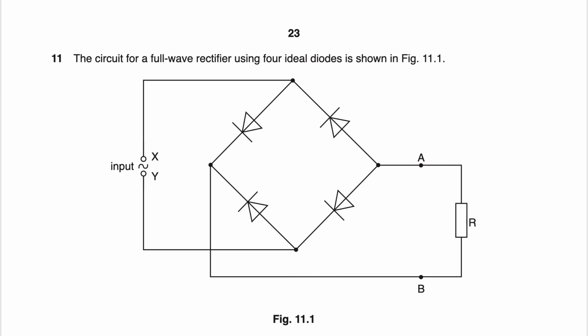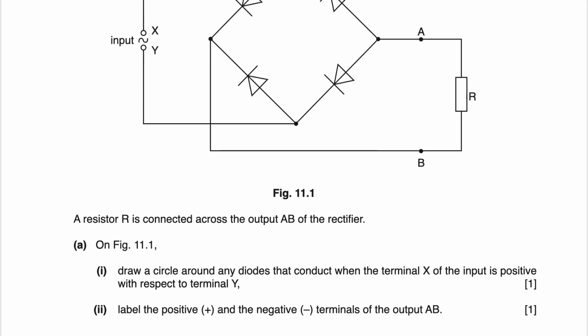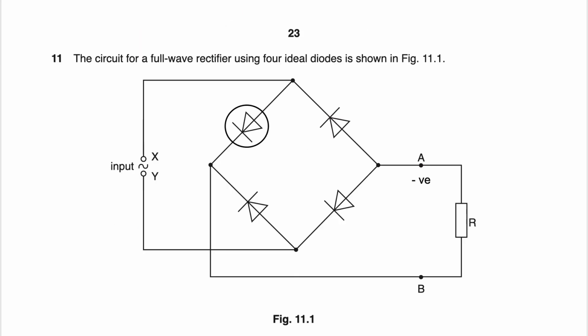If X is positive, obviously the current is not going through the line, it will be going through the base of the triangle side, so this side. And from the negative, it will not go from the base, it will go from the line, so this side. So negative and positive, for both questions we have answered. Okay, actually we didn't read the second question: label positive and negative terminals of the output AB. We have marked both. Nice.